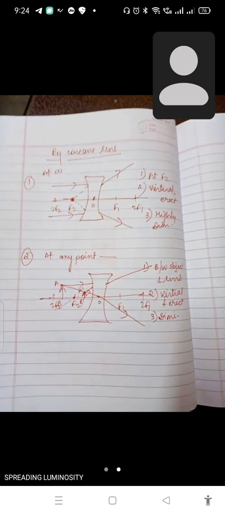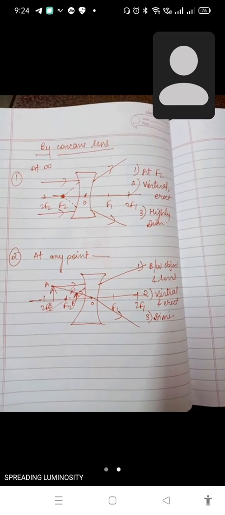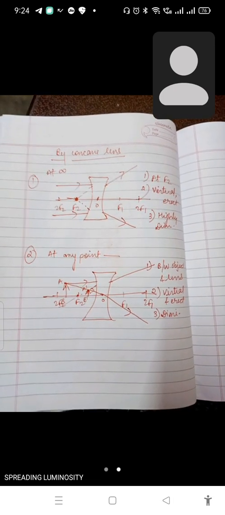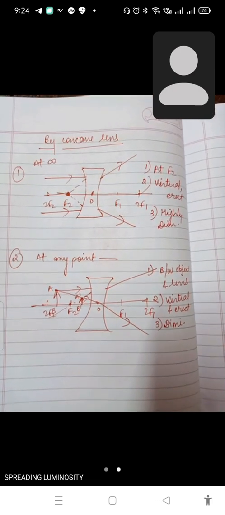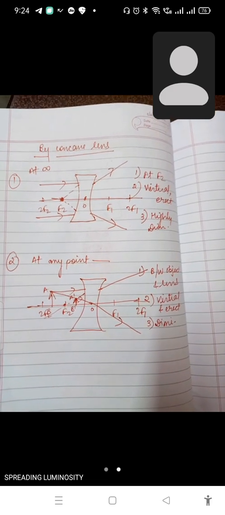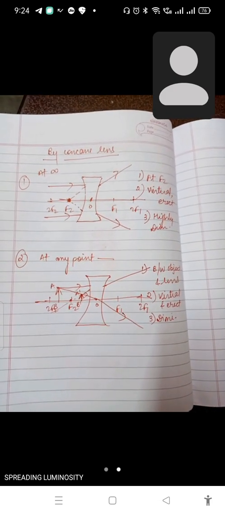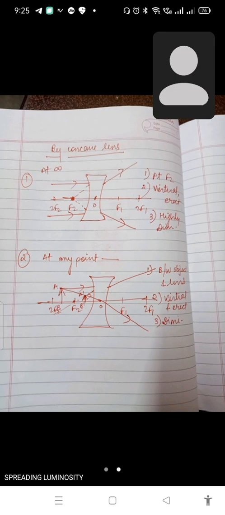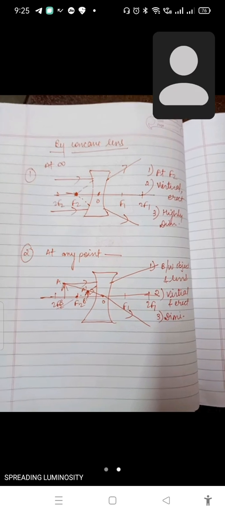Next, we have the difference between concave and convex lens. The first difference is that a convex lens is thicker in the middle and thinner at its edges. A concave lens is thinner in the middle and thicker at its edges. Next, a convex lens in most cases, in five cases, forms a real image, and only in one condition it forms a virtual image. But a concave lens always forms a virtual image. In a convex lens the real image is always inverted, and in a concave lens it is always erect and it is diminished also.